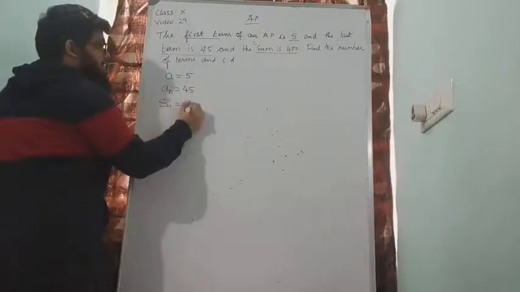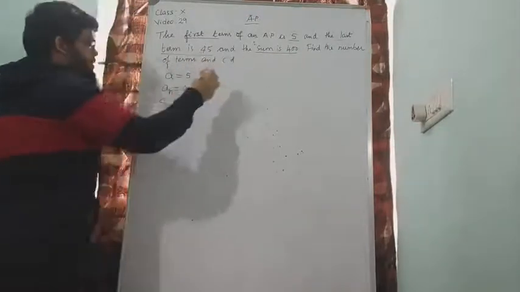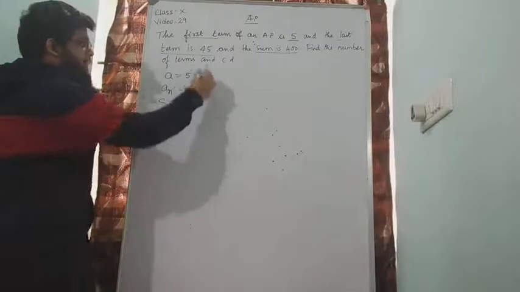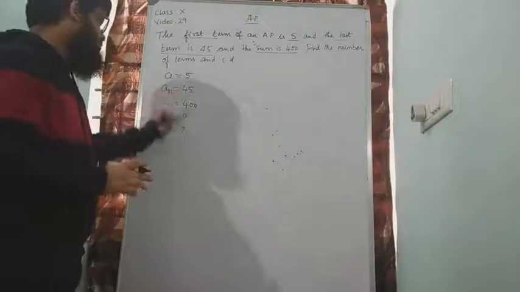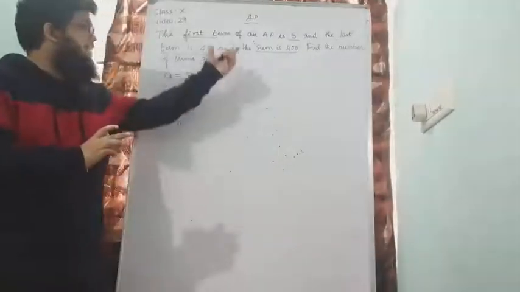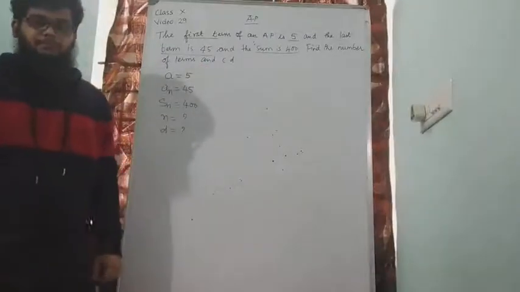SN is 400. Find the number of terms. Number of terms means N. N we should find out. Common difference means D. We should find out. So if you do this, you get at least half mark, just to read the question and write down whatever is the data.